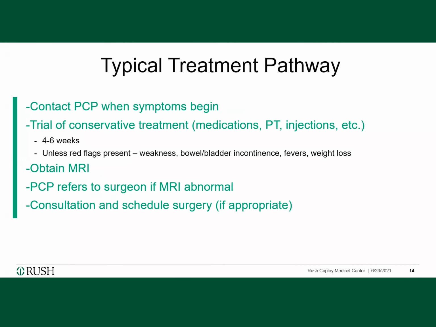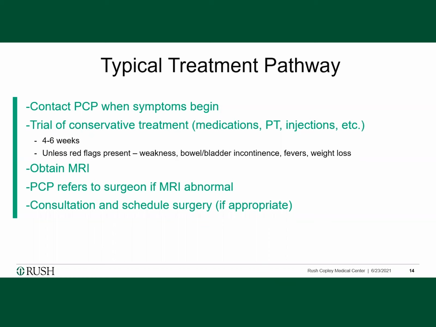So what is the typical algorithm or treatment pathway if you're having back, neck, arm, or leg pain? What we typically tell patients is to start conservative. We usually tell patients to call their primary care physician when symptoms begin, because a lot of the time, the back and neck pain and even arm and leg pain will resolve over time with some conservative treatment. So it's not necessary to see a surgeon right away.